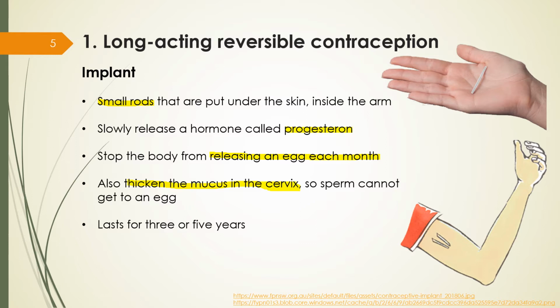And it's called long acting because it lasts 3 or 5 years. Depending on the implant that you put in, it's gonna last 3 or 5 years. So you put it in and don't worry about it for 3 or 5 years. But it's called reversible, just like the IUD, because when you remove it, you can get pregnant, okay? So after these 3 or 5 years, when you remove it, or if it's not effective anymore, you can get pregnant.